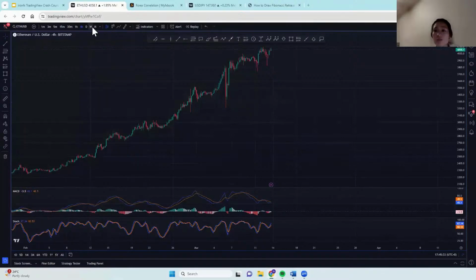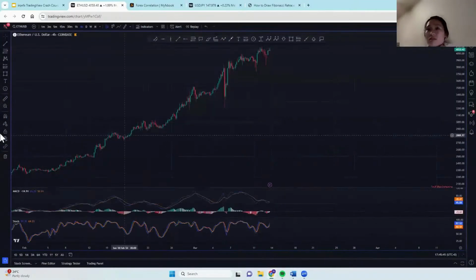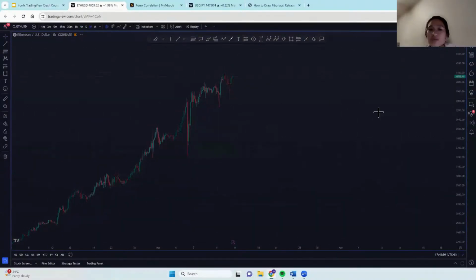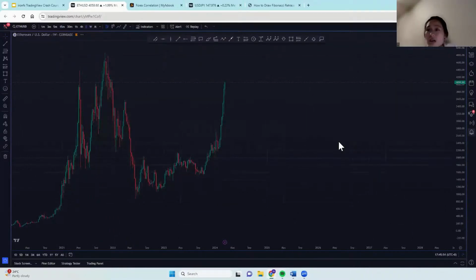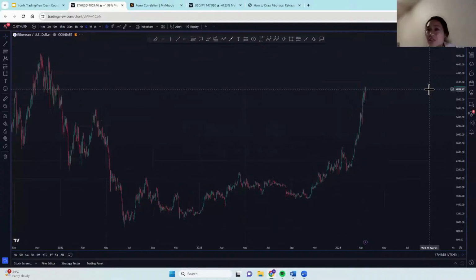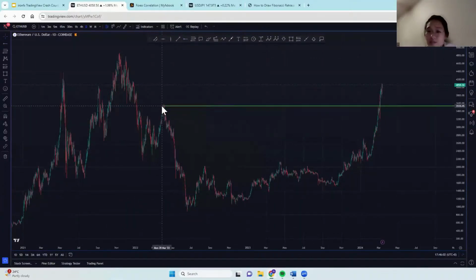Okay, so on our daily time frame, I actually want to use the Coinbase one. On our weekly time frame, we see prices definitely moving in this uptrend, and on our daily time frame, it's also in this uptrend. So let's just go ahead and add our support and resistance levels again.